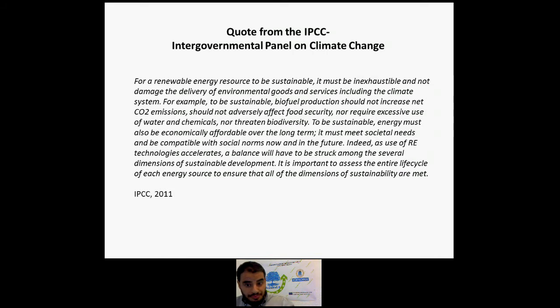Energy should be sustainable. It must also be economically affordable over the long term. It must meet societal needs and be compatible with social norms now and in the future. Indeed, as the use of renewable energy technologies accelerates, a balance will have to be struck among the several dimensions of sustainable development. It is important to assess the entire life cycle of each energy source to ensure that all the dimensions of sustainability are met.